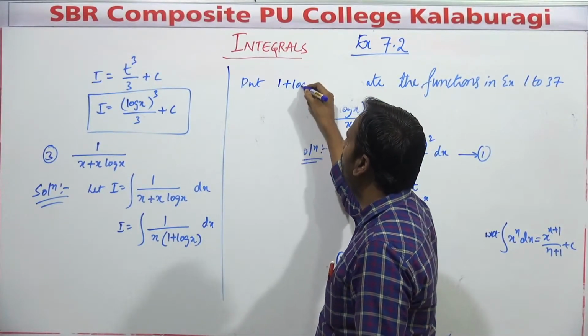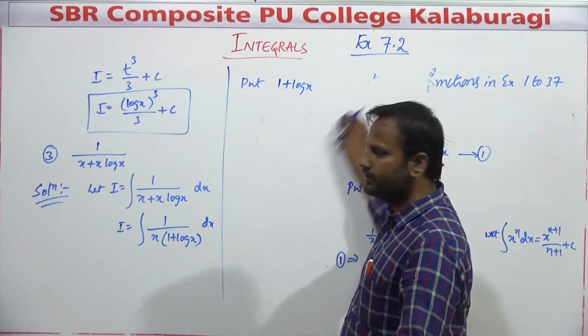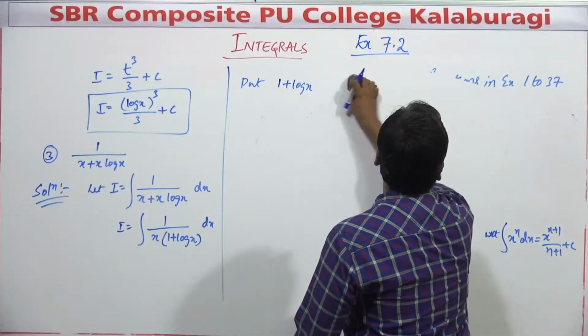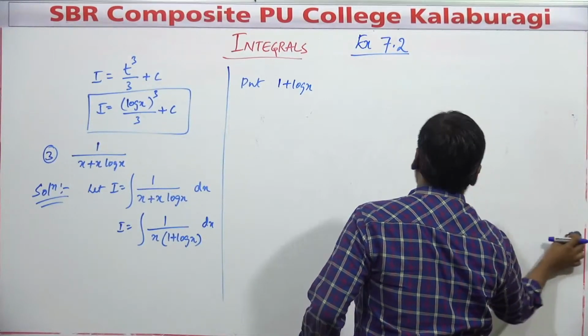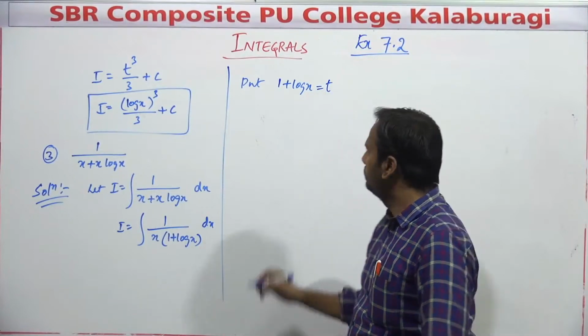What happens? 1 plus log x. Put 1 plus log x as what here? Change the variable. Change the variable x as what now? t. See what happens there. Let me take 1 plus log x as t.